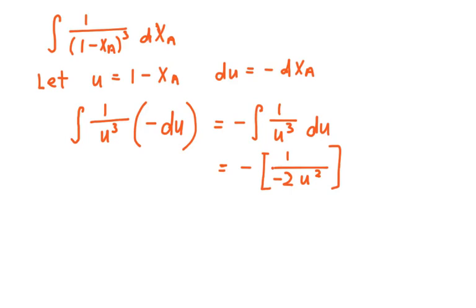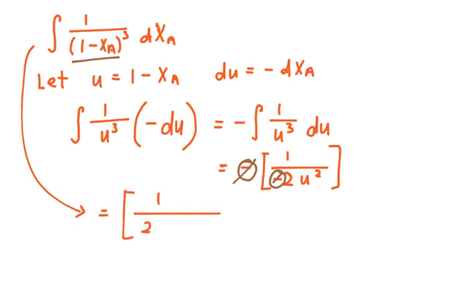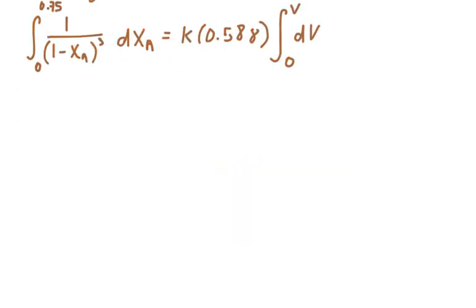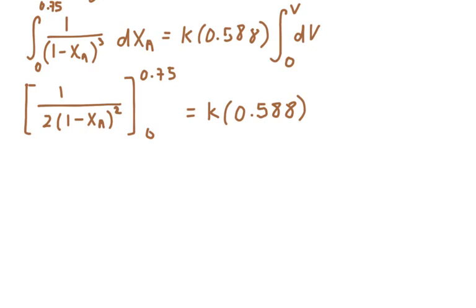Now don't forget, because initially we started off with 1 minus XA, you have to input it back as 1 minus XA so that you're consistent. So this negative sign here and this negative sign here can be removed. So let's just remove it. Then this equation has a final answer of 1 over 2, where our u is 1 minus XA, squared. With this, we'll put this equation back into the original equation. We will get the equation as such.